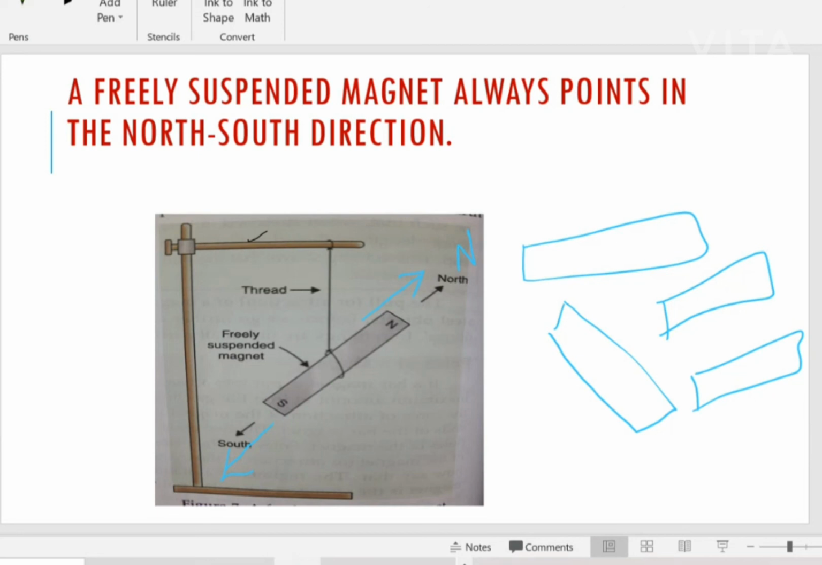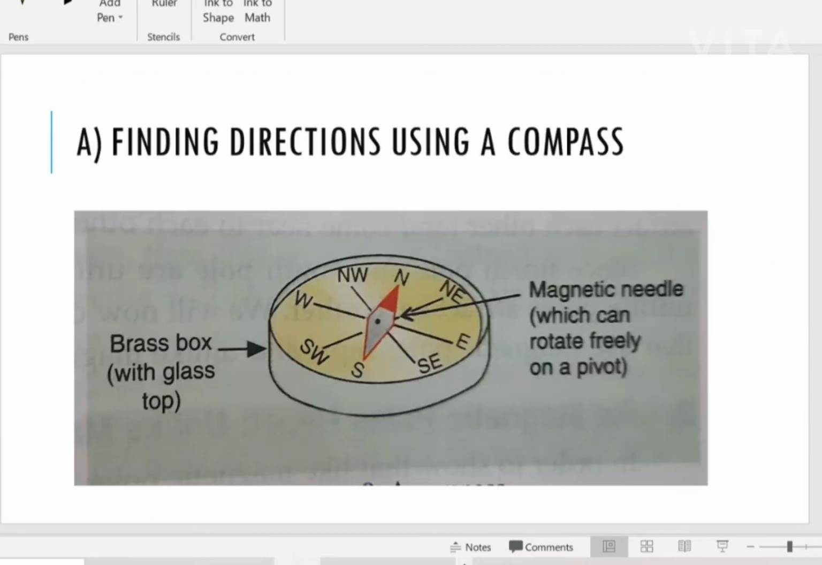What is the second property here? With the same thing, I have one more thing to explain: the working of a compass. I don't know how many of you have seen a compass. The compass is based on the property that a freely suspended magnet always points in the north-south direction. So what is a compass? First you should see the structure of the compass. What is it made of? What are the materials used to make it?